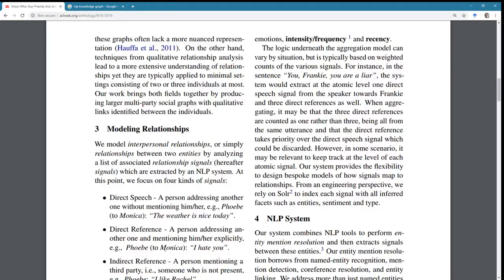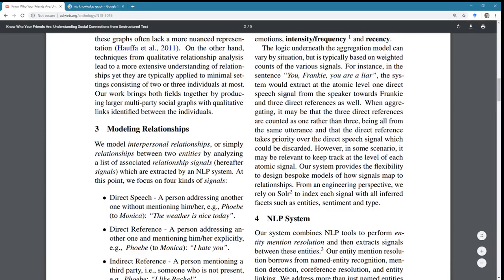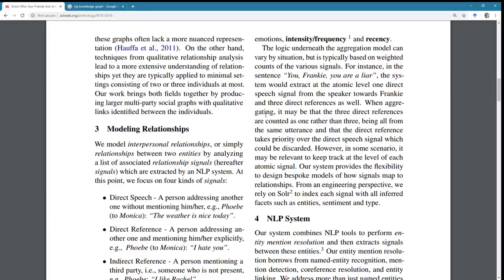Oh, I see. So the sentence is, "You, Frankie, you are a liar." And the direct references are "you, Frankie," and "you." So it looks like each reference is being tagged. So there's going to need to be some anaphor resolution here. Like I need to know who "you" is referring to. And in this case, Frankie's name is in it, so I've got a direct reference in here. But that's a potential source of error in the system, so I definitely want to see them talk about that.